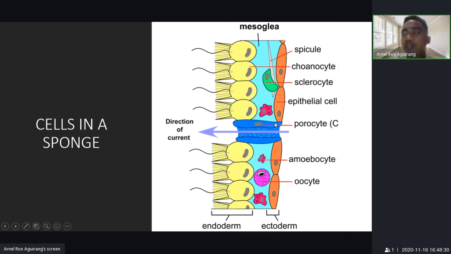So, the amoebocyte serves as a circulatory system, which supplies nutrients and oxygen to the food vacuoles. So even though they have no organ system, each cell performs like an organ.